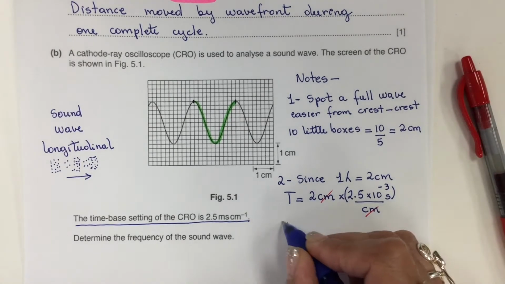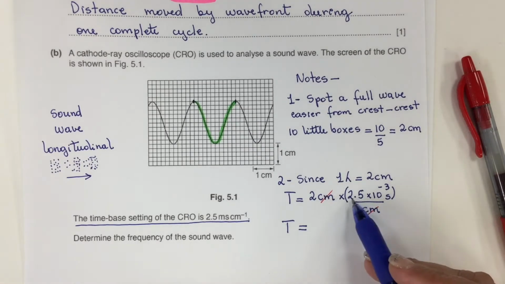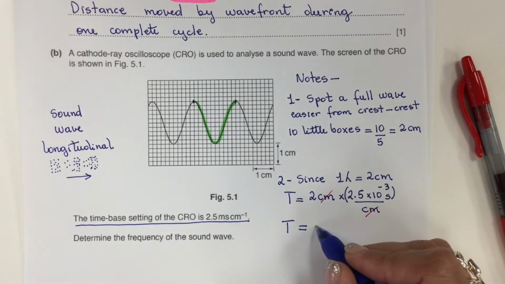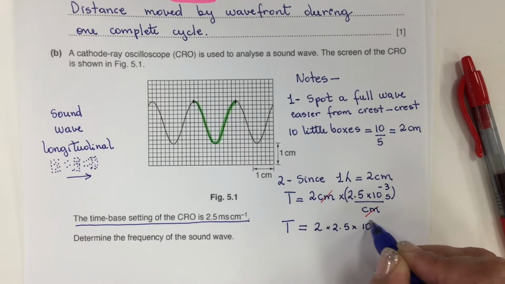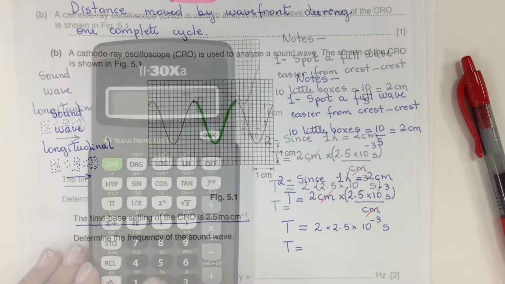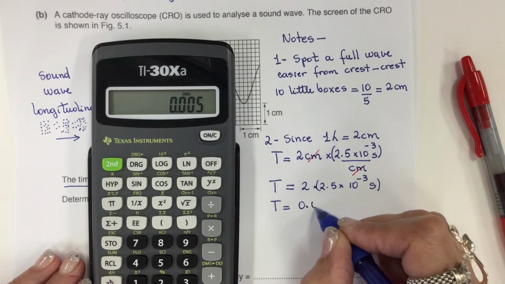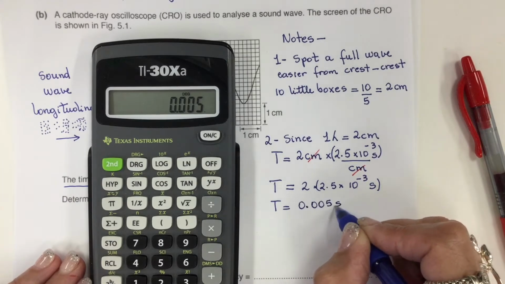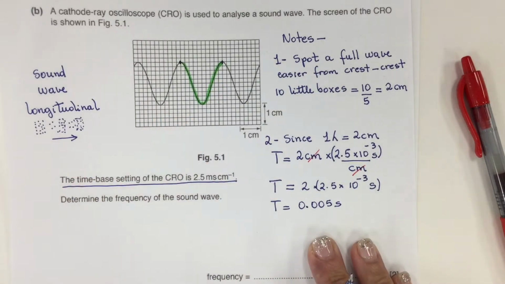So period is 2 times 2.5 times 10 to the minus 3 seconds. And this is 0.005 seconds. So that's the period of this sound wave.